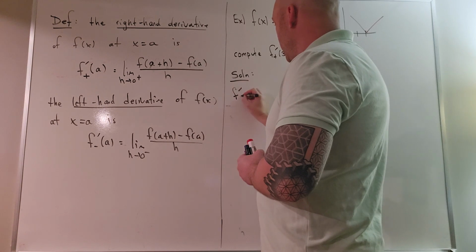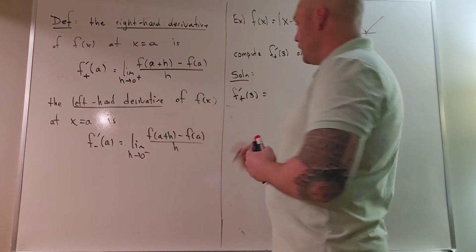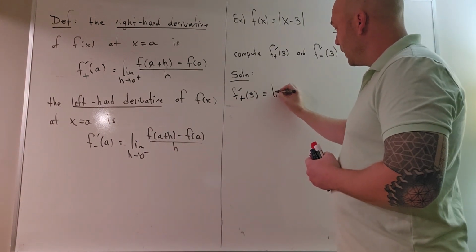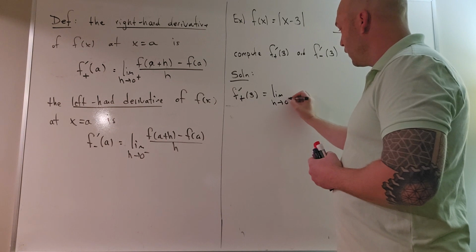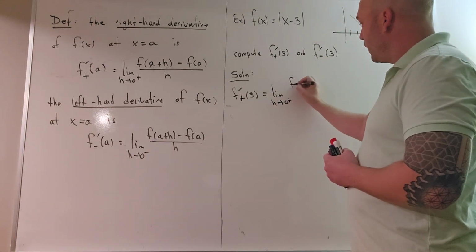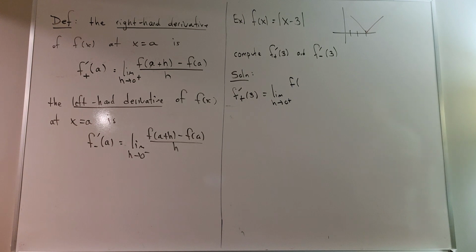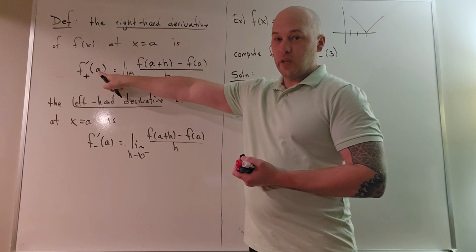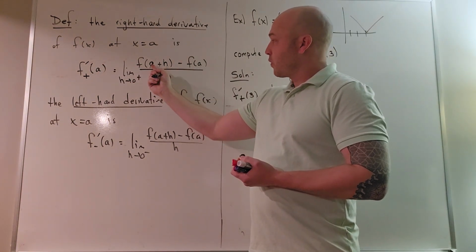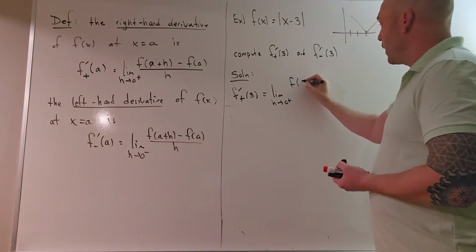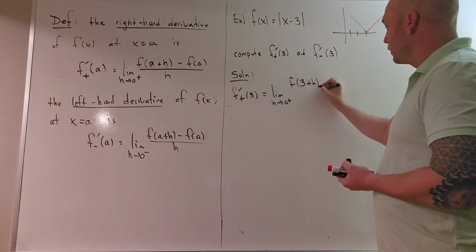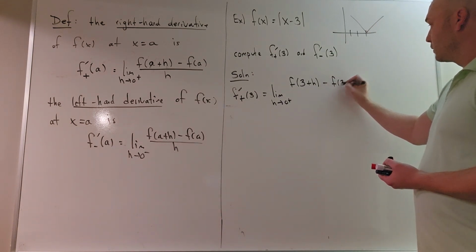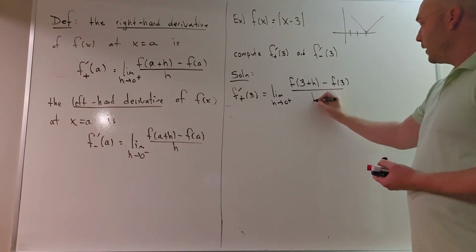Solution. For the right hand derivative at 3, let's write out the difference quotient of this. This is the limit as h goes to 0 from the right of f of, so what is a in this case? I'm computing it at 3, so that means that your a value is 3. So when I write out my difference quotient, this would be 3 plus h. So f of 3 plus h minus f of 3, and then divided by h.